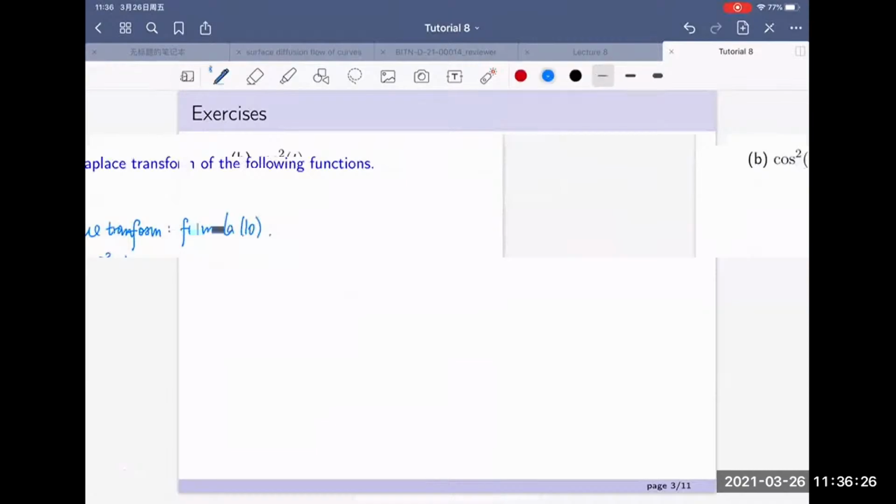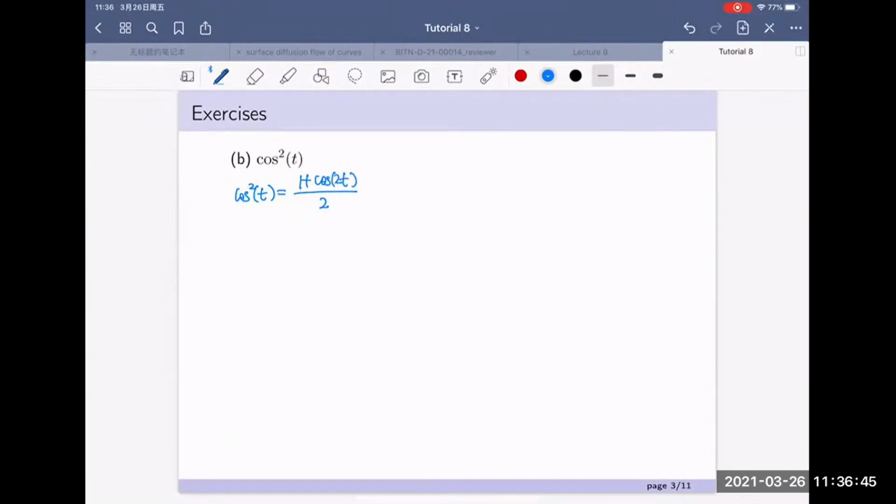So you have to reduce it to some simpler functions by using a trigonometric identity. You know that cosine square of t equals (1 plus cosine 2t) divided by 2. So now you remove the square. If there is no square, you can use the Laplace transform, and you can find this on the table.